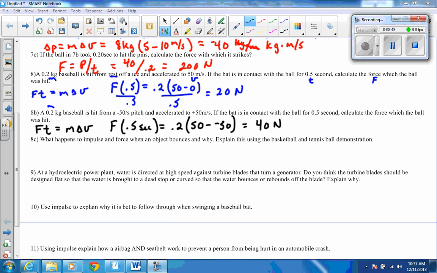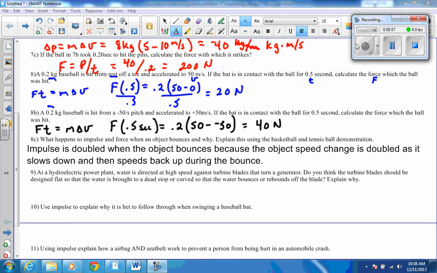So what happens to impulse and force when an object bounces, and why? Explain using the basketball and the tennis ball demonstration. So if you notice, when I put the tennis ball on top of the basketball and I bounced them, the tennis ball shoots up to the ceiling, and if you put 2 basketballs on top of each other, do the same thing. The reason for that is the amount of momentum that the top ball gets. When it bounces off the bottom ball, it's going to get all the bottom ball's momentum. The top ball has to slow down, then speed back up.